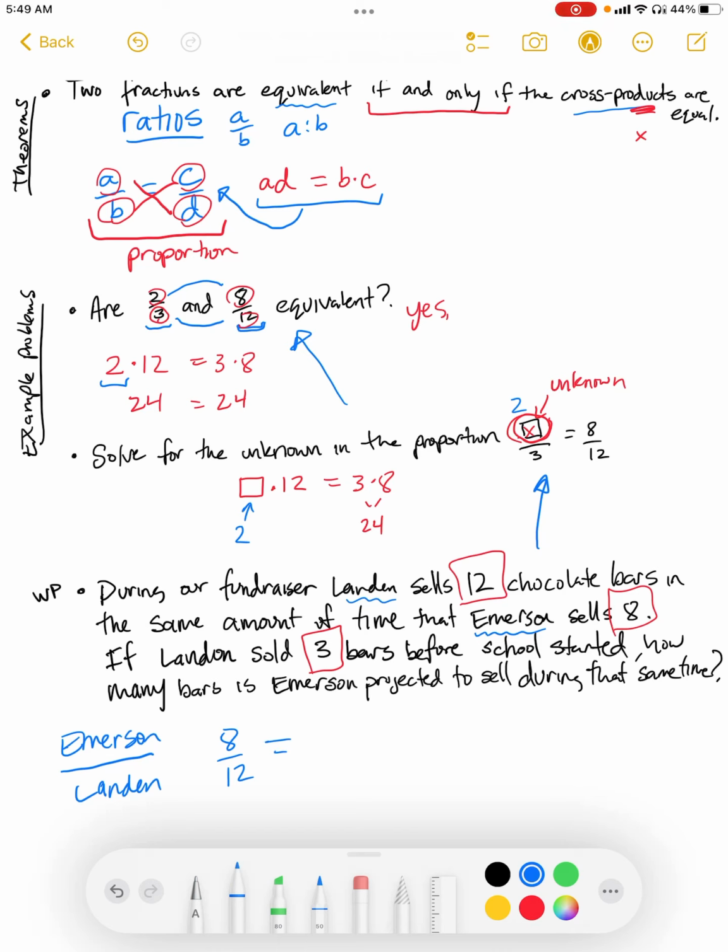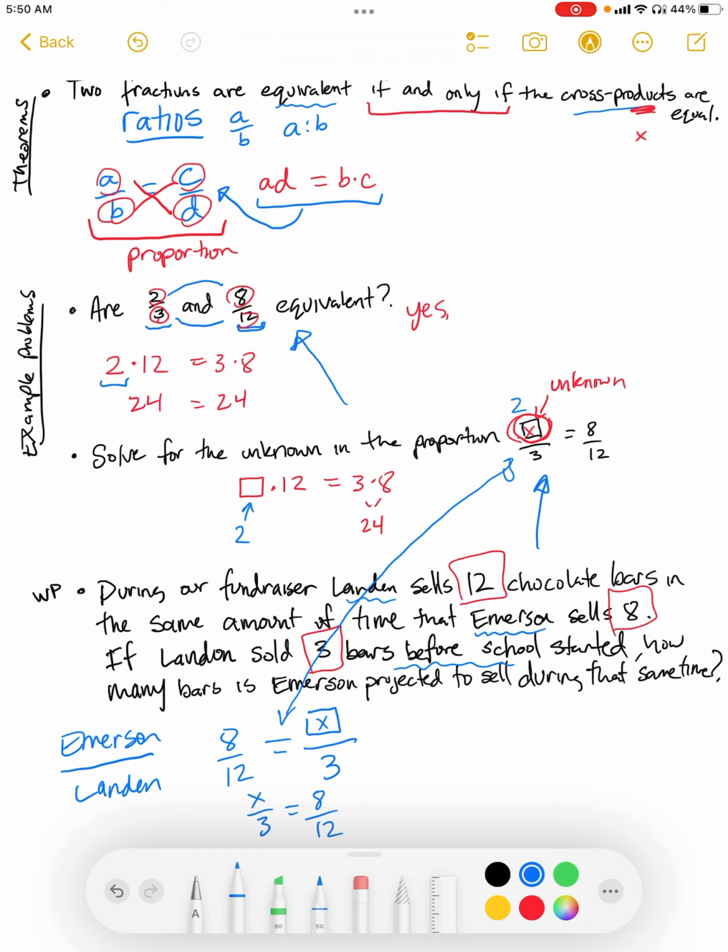So the proportion, now I'm looking at the before school, right, is the next important piece. I don't know how many Emerson sold. Okay, that's the unknown. That's my X or box or question mark. It's a variable. But I do know Landon sold 3. Question is, is this the same problem as this? And yes, right? No matter how you write an equal sign, I could change this. It's still the same problem. When two things are equal, it doesn't matter which one comes first.